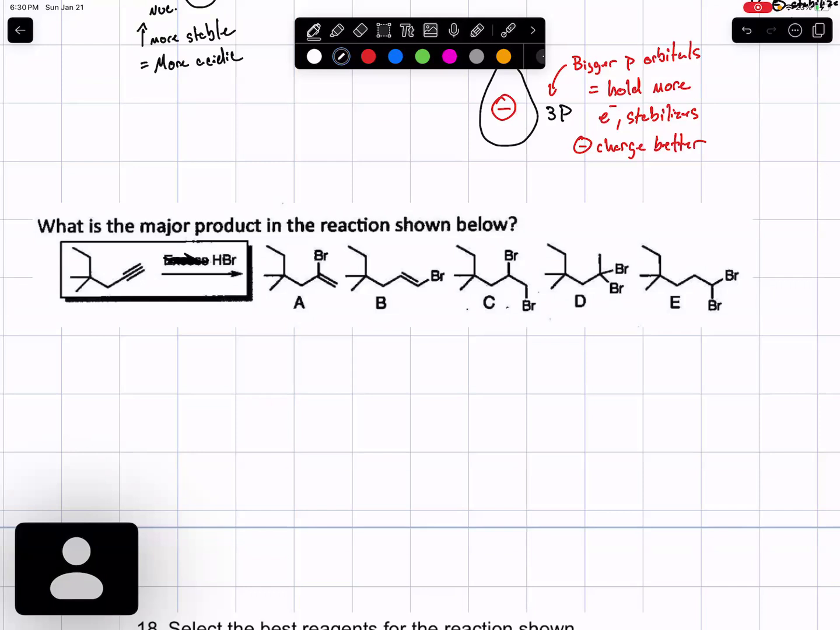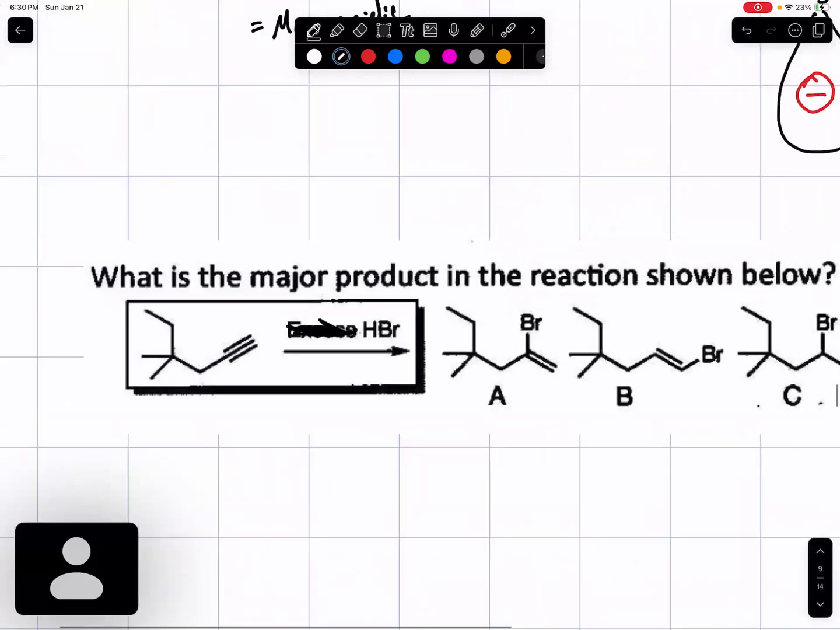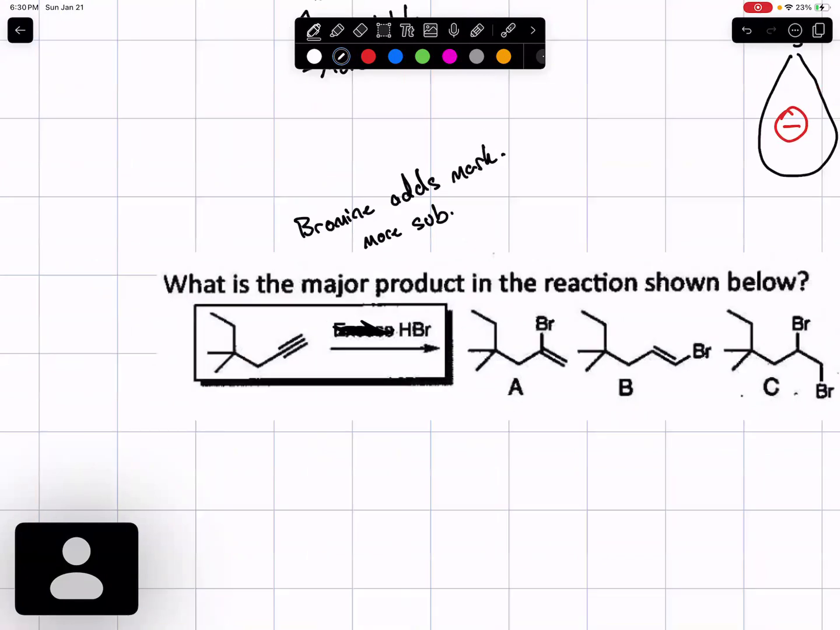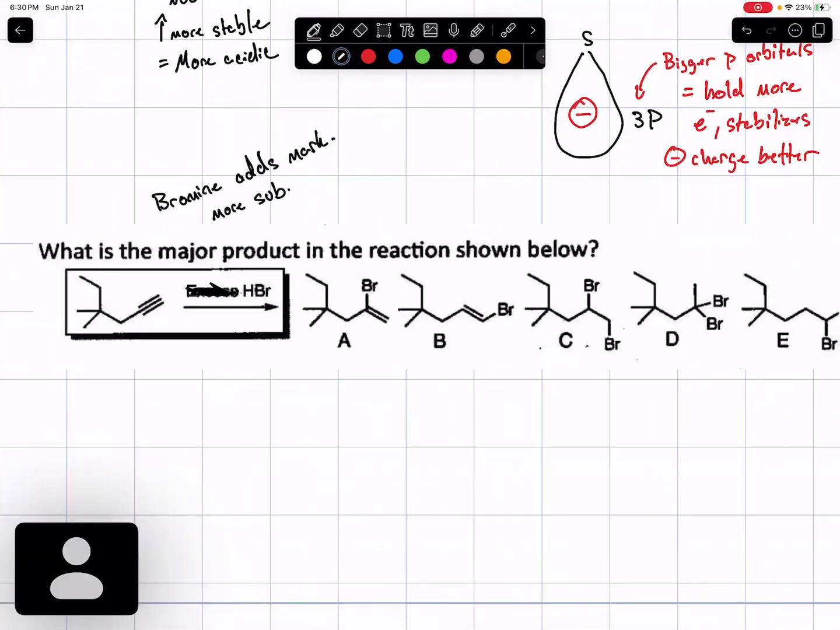HBr adds, as the name implies, a hydrogen and a bromine. But where does that bromine add? The bromine goes onto the Markovnikov side, right? Bromine adds Markovnikov, or to the more substituted side, right? The more substituted side.